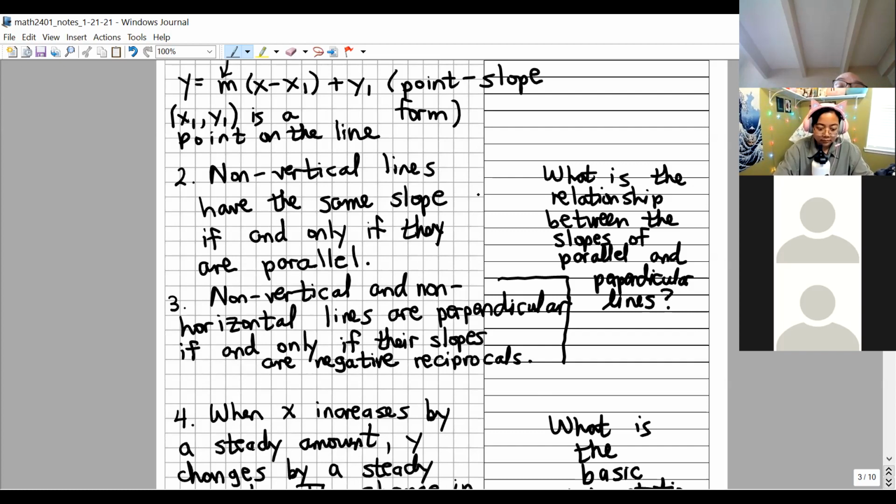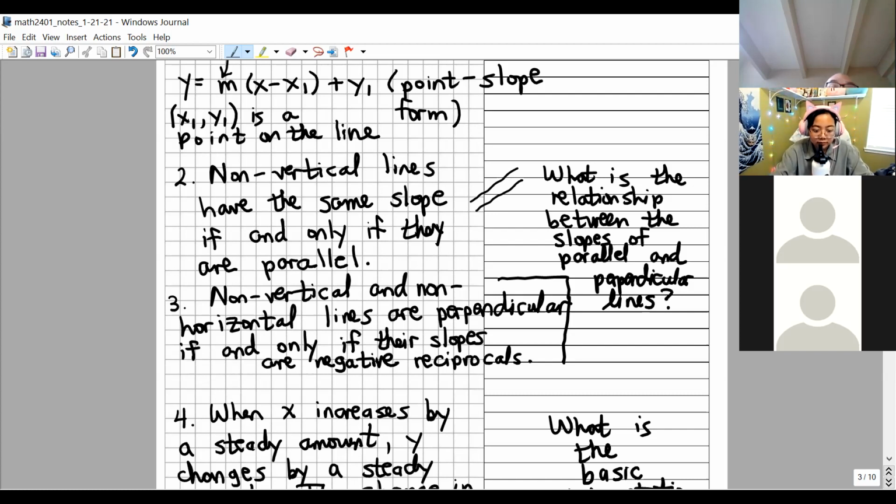So you know what parallel lines look like. Parallel lines don't cross. Parallel lines are lines that don't intersect each other. So there's an example of two very wiggly straight lines there. Parallel lines have the same slope. That's a little factoid that is going to be useful to us in the class.